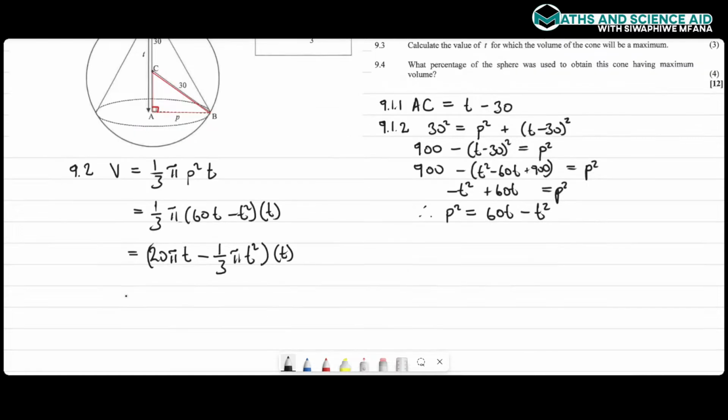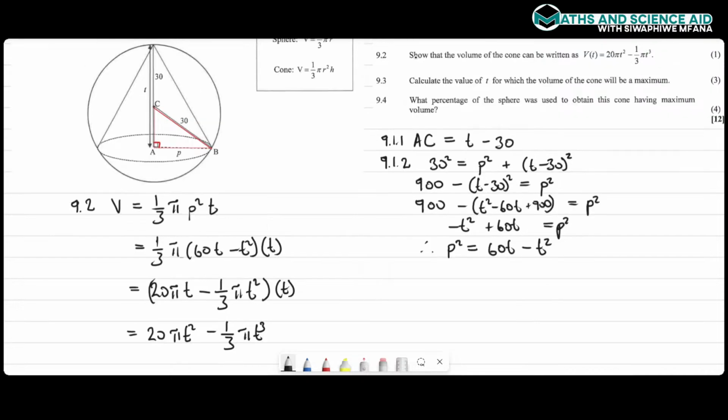So obviously, after doing this, you will just get 20 pi t squared, because t multiplied by t will be t squared, minus 1 over 3 pi t cubed, because t squared multiplied by t is t cubed. Okay, so that's how we can show the volume of this cone. So this is the volume of the cone in terms of x. And then after that, you can calculate the value of t for which the volume of the cone will be a maximum.